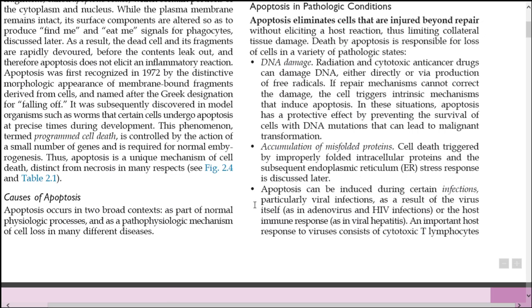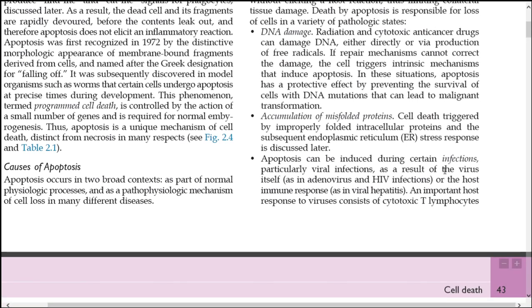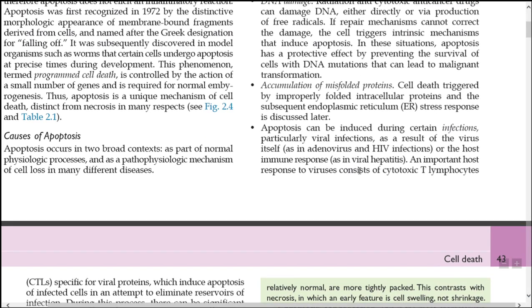Next, apoptosis will be caused due to certain infections, particularly viral infections, as a result of the virus itself. In adenovirus and HIV infections, apoptosis is induced, or in viral hepatitis also. So this is an important host response to viruses.